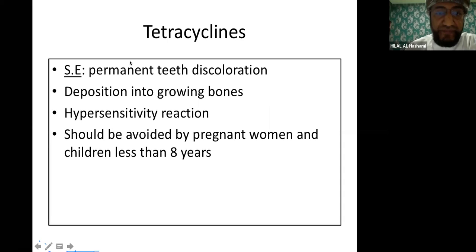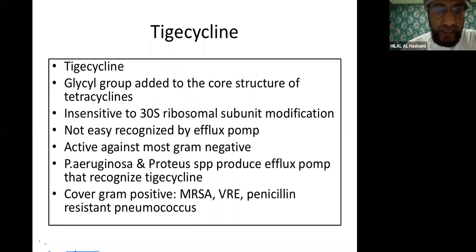The side effect of tetracycline is that it causes permanent teeth discoloration. It causes deposition, and they should be avoided in pregnant women and in children less than 8 years to avoid this side effect.